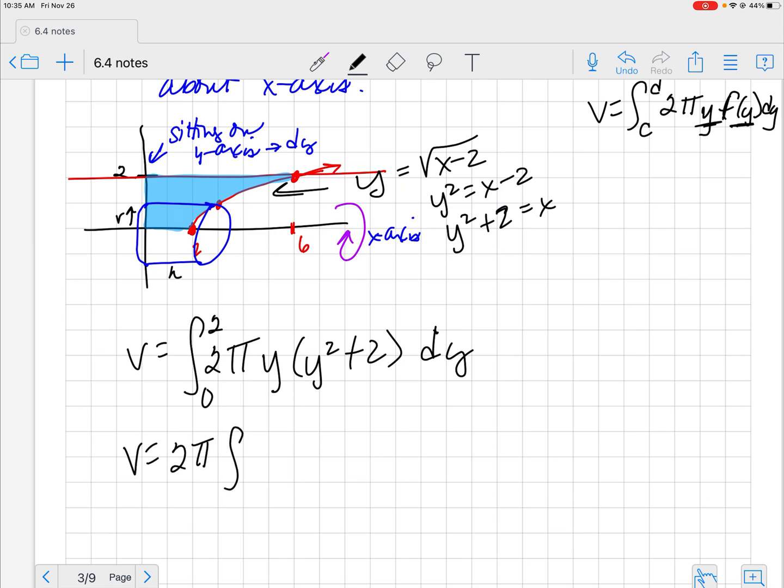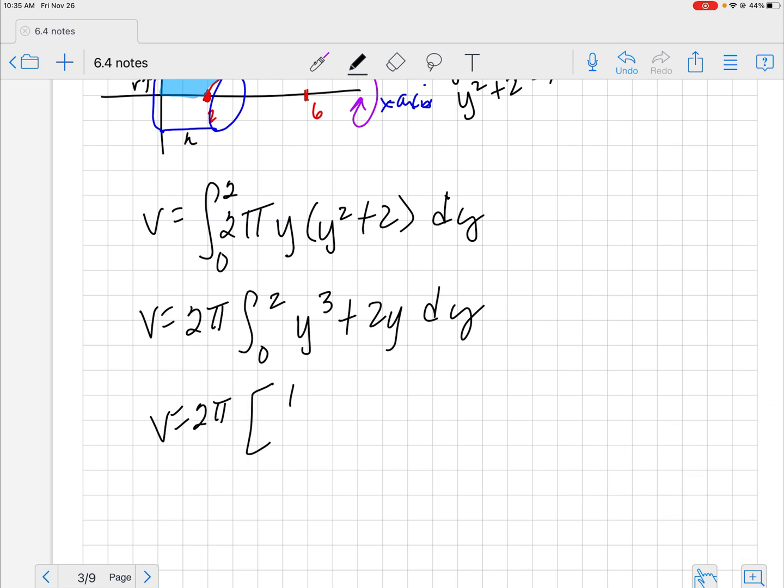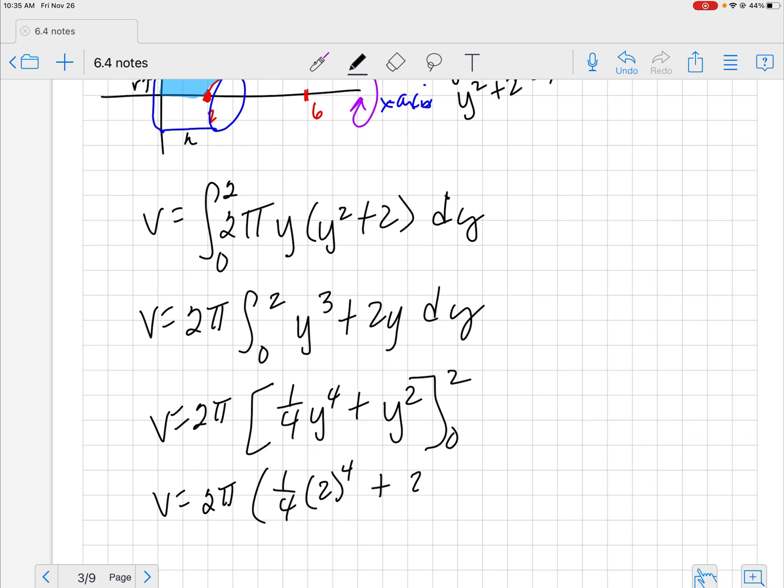So I've got 2 pi. I'm going to throw that out here from 0 to 2. And I've got y cubed plus 2y dy. And then integrate. It's just as easy as that. I've got 2 pi, and I'm going to have 1/4 y to the 4th plus 2 over 2. I'm not going to write 2 over 2. I almost did, but we're better than that. y squared from 0 to 2. Now plug it in. 2 pi, and I've got 1/4 times 2 to the 4th plus 2 squared minus 0, because 0 plus 0 is still 0.